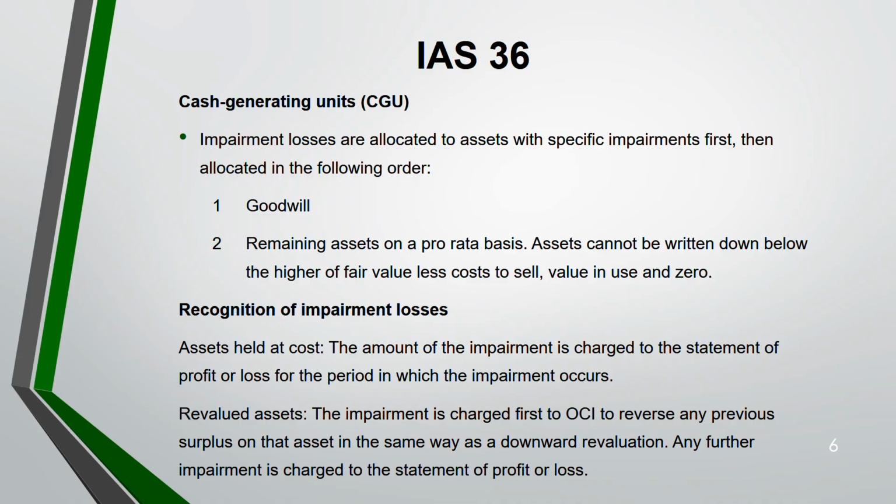To know more about downward revaluation, you can watch my IAS 16. Okay, in the same revision series, under the revision series itself, you have to go to IAS 16. There I've explained how downward revaluation works. First, against OCI, if you have to reverse any surplus, then balance from the statement of profit and loss.